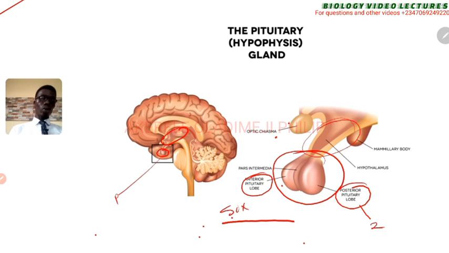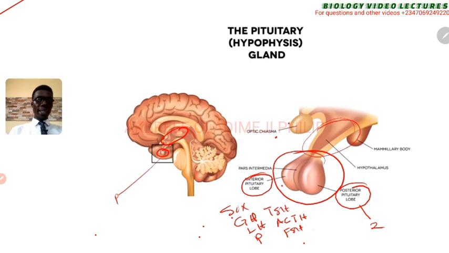Well, let me quickly say it here. Those 6 hormones are growth hormone, luteinizing hormone, prolactin, thyroid stimulating hormone, adrenocorticotropic hormone, then follicle stimulating hormone. All right.